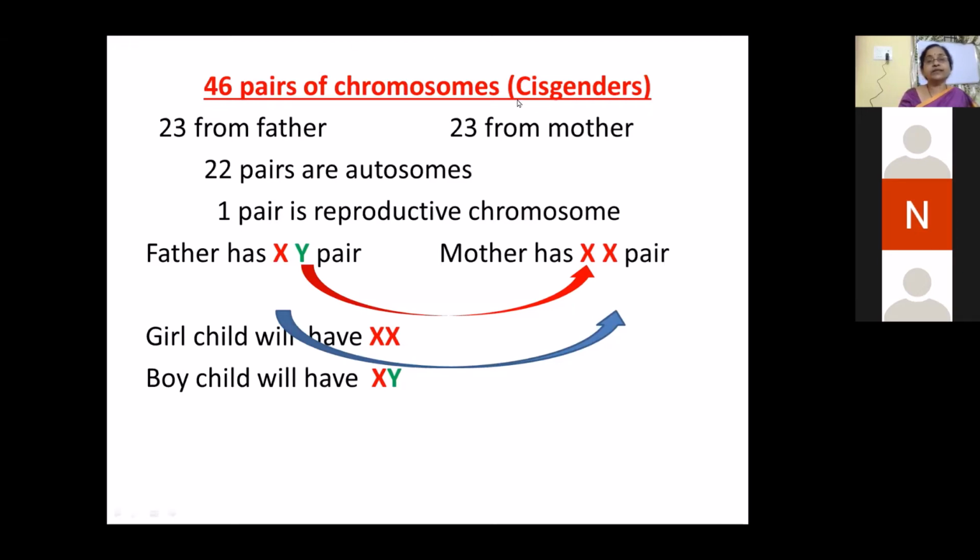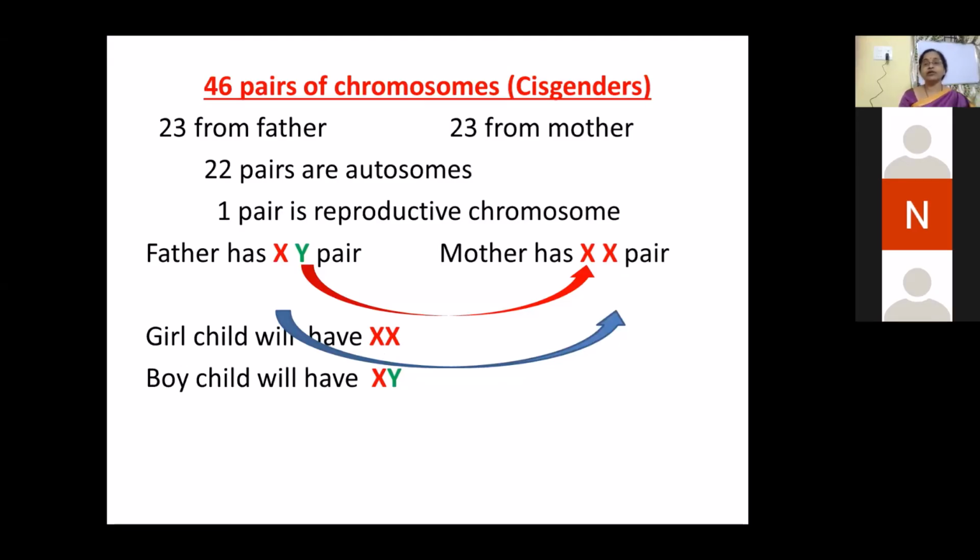So what is the structure of the cisgenders? 23 chromosomes from the father and 23 chromosomes from the mother are inherited. Out of them, 22 are autosomes and one pair is reproductive chromosomes. So the father has an X and Y pair of chromosomes in this one pair, and the mother has only an XX pair of chromosomes. When fertilization takes place, and the father's Y chromosome unites with the mother's X chromosome, then the boy child is born with XY chromosomes. And when the father's X chromosome unites with the mother's X chromosome, then the girl child will have double X chromosomes, and it is a female child.